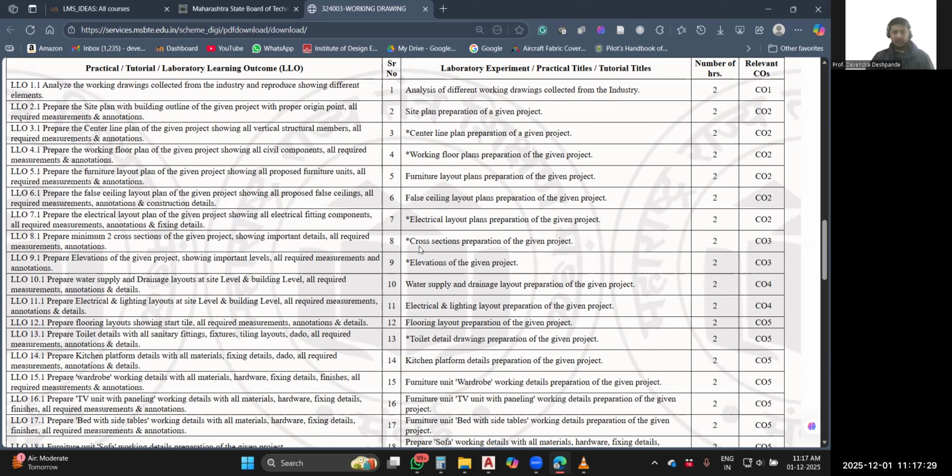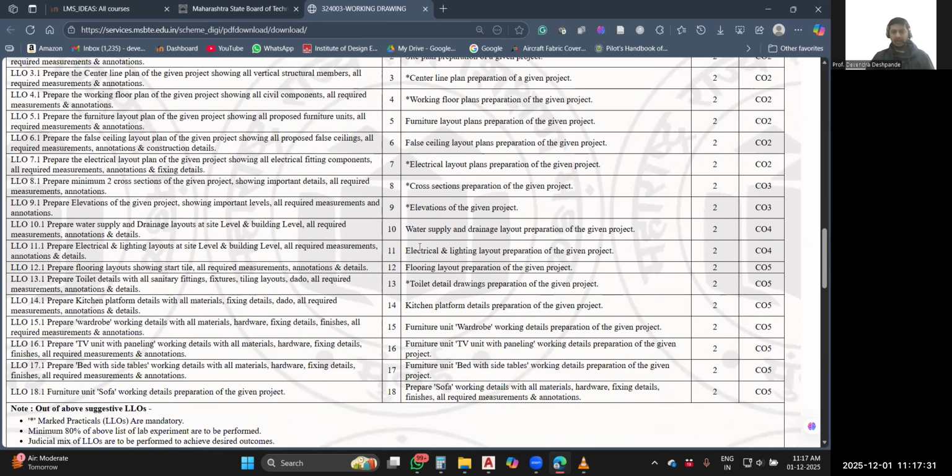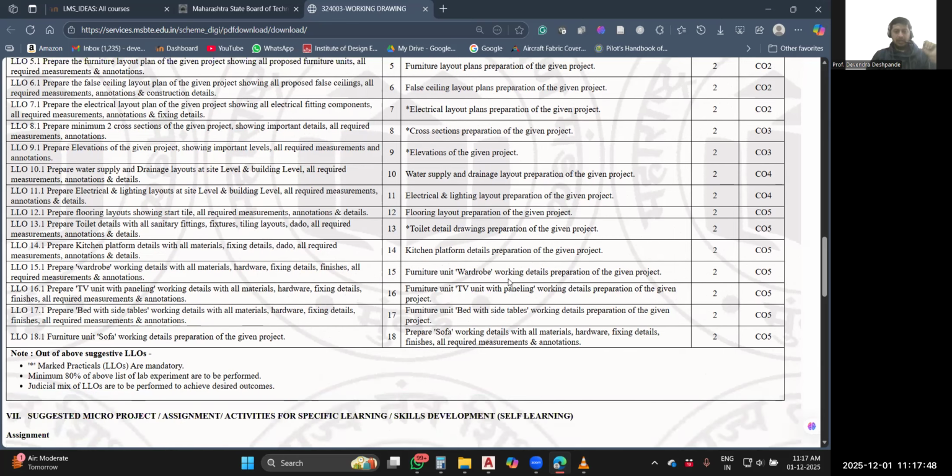We are going to develop the elevations, water supply details, electrical and lighting details, flooring details, toilet details, then kitchen platforms, furniture units like wardrobes, how to make the furniture, how to make TV units, and so on, even the beds and sofa. So that takes care of the construction and the utilization of the building at all the levels.